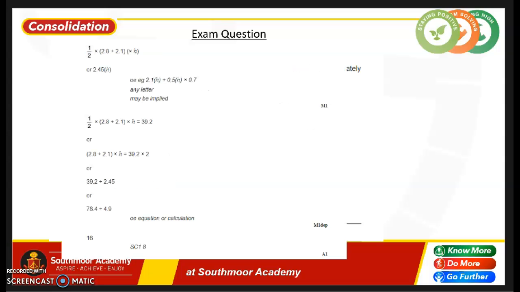Here you go. So this is the exam board mark scheme. Have a go as best you can.